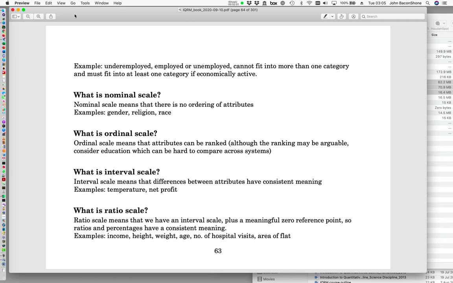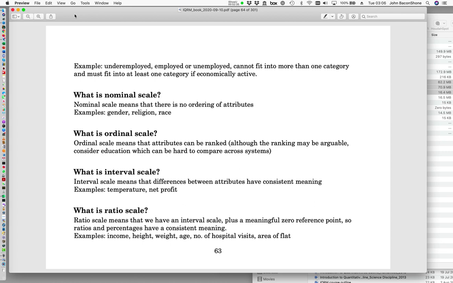And then lastly, we're going to talk about ratio scale. Ratio scale means that we not only have an interval scale, but also we have a meaningful zero reference point so that ratios and percentages have a consistent meaning. So, for example, income, we can either say this person earns $10,000 more than that one, or we can say his income is 20% more than that person. So we can talk about in percentage terms or in absolute difference terms.